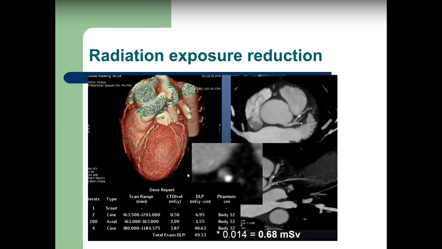The primary picture was very noisy, but this noise was decreased by artificial intelligence. So you can see that this picture is very smooth. And of course, we should use this artificial intelligence, this so-called iterative reconstruction, to decrease radiation dose.